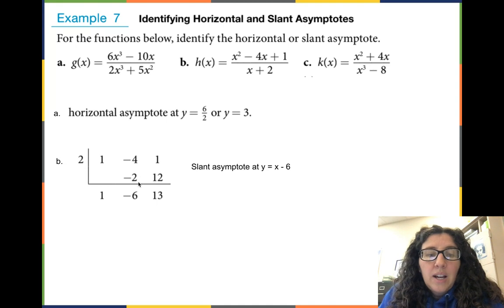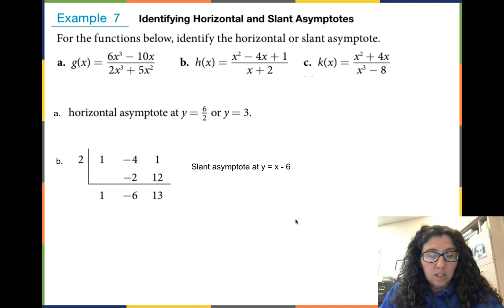All right, bring it down. Add. Bring this over, negative 2 times negative 6 is 12. We add, we get 13. Okay. Here's what we do. We ignore the remainder. Don't care what it is. Okay, we look at these coefficients. x minus 6 is our slant asymptote.